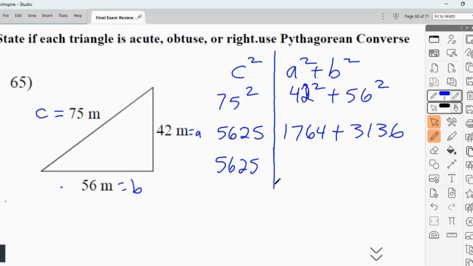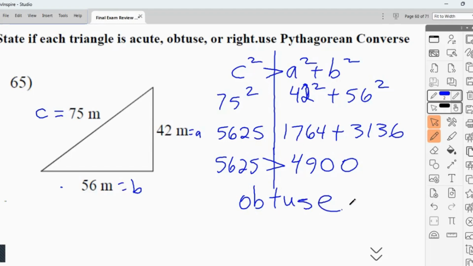All right. So it appears that this is the bigger one. This is the bigger one. So this is going to be obtuse. Obtuse. Keep that in mind.